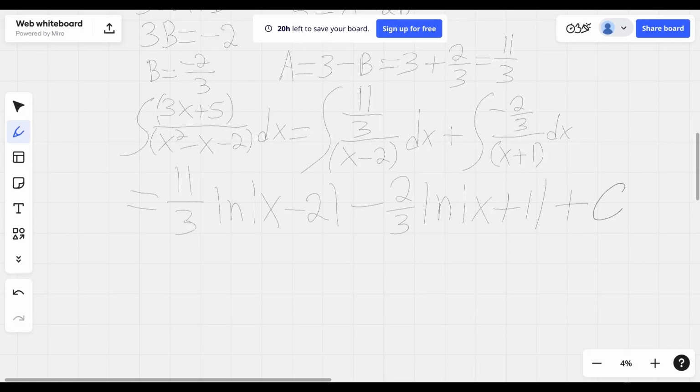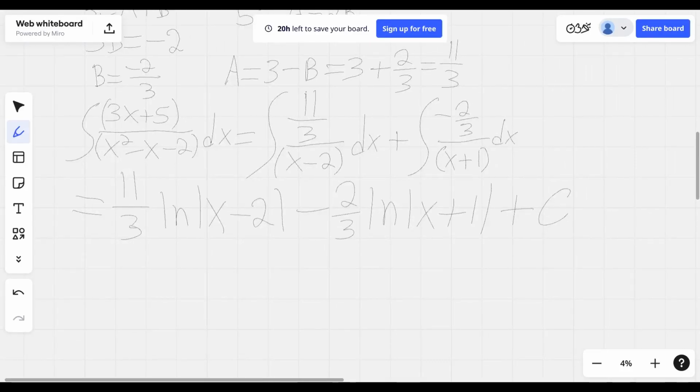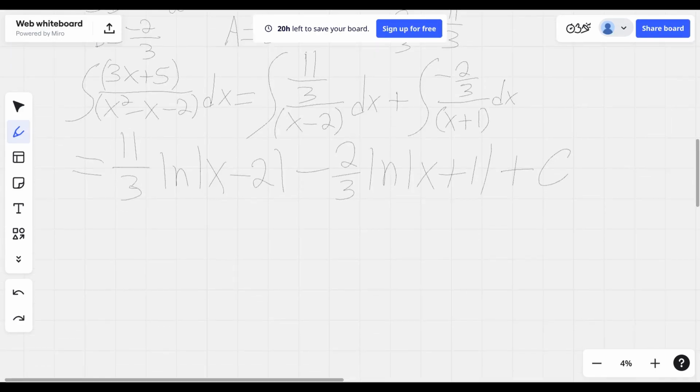So if you didn't see how I got ln of x, all I did was I pulled out this constant out front, because this is just a constant right here. I just pulled it out of the integral. And then I also taught this in my last video too. And then whenever I pulled that constant out, I was just left with 1 over x minus 2, and that's just ln of |x minus 2|. Same thing with this one. I pulled this constant out, and then I was left with 1 over x plus 1, which is ln of |x plus 1|. So that's how I got this here. And that's going to be our answer for this partial fraction problem.